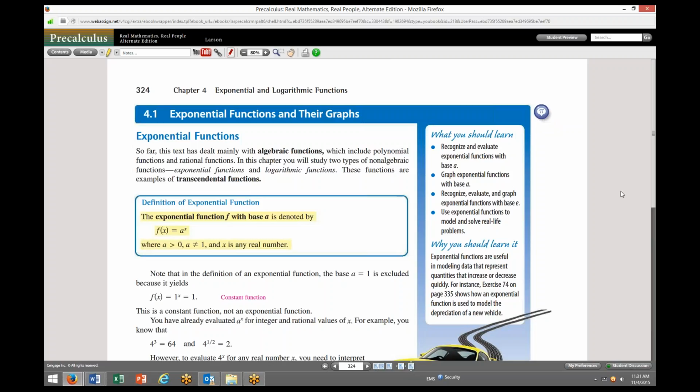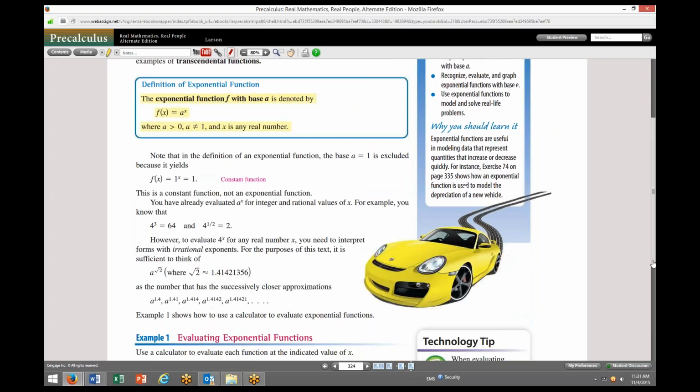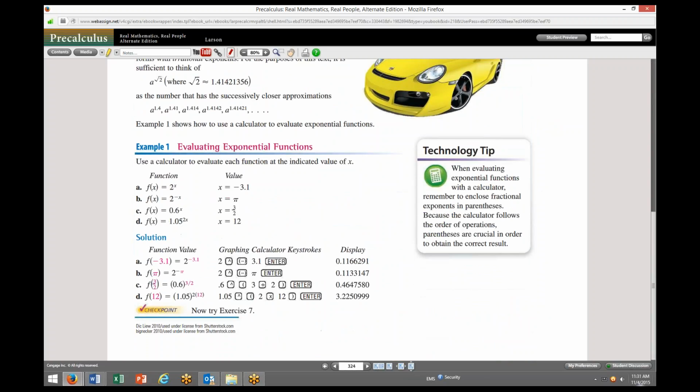Let's back up and talk about a couple basic things here. Really basic stuff. Like, how do you use your calculator to do exponents? And I'm guessing probably everybody's pretty efficient at this, but this example 1 is a good one you can come back to if you need some review.